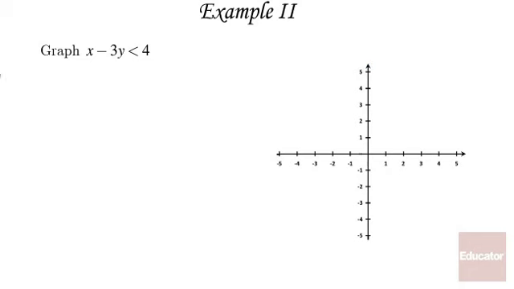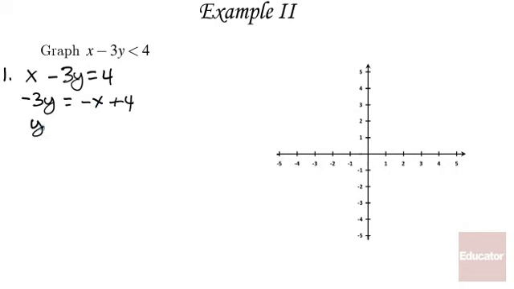We're going to do the same thing here. First, I'm going to find the equation that corresponds to this inequality, which is x minus 3y equals 4. Now, I want to put this in slope-intercept form so that I can graph this line. So I'm going to divide both sides by negative 3 to get y equals x over 3 minus 4/3.